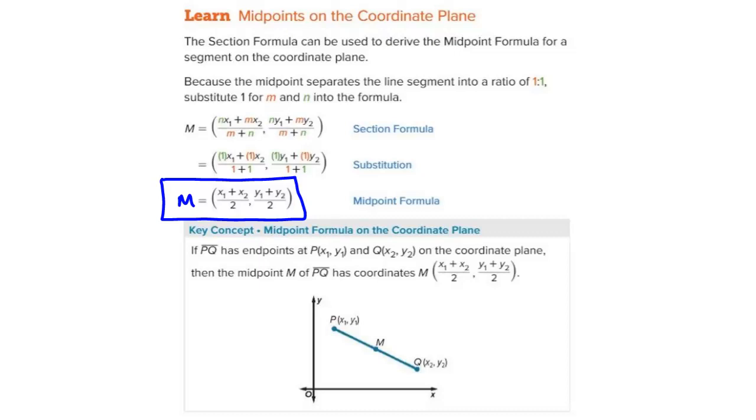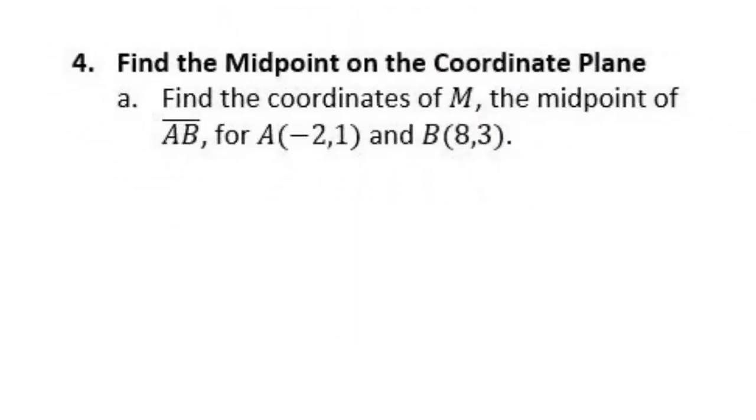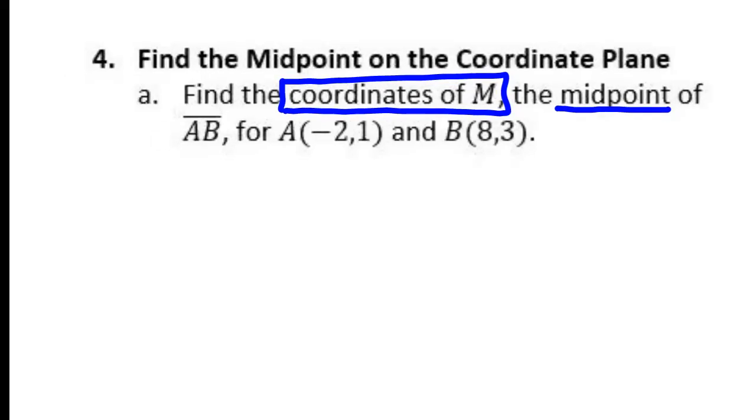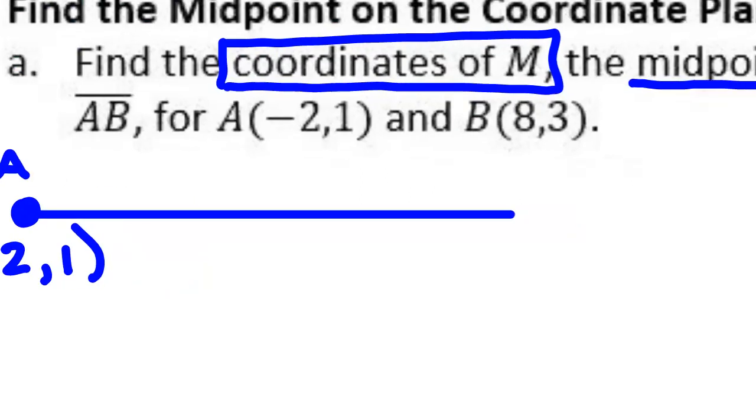Let's try this in an example. Down at the bottom of the page, we're looking at example number 4 now. We want to find the coordinates of point M, which is the midpoint of segment AB. They did not give me a picture to look at this time, so I'm going to draw a picture. I know it's not going to be precise. That's okay. My point A is at (-2, 1). My point B is at (8, 3).